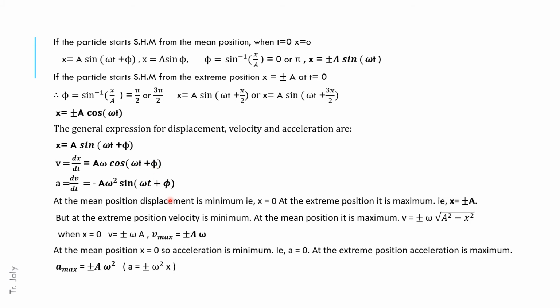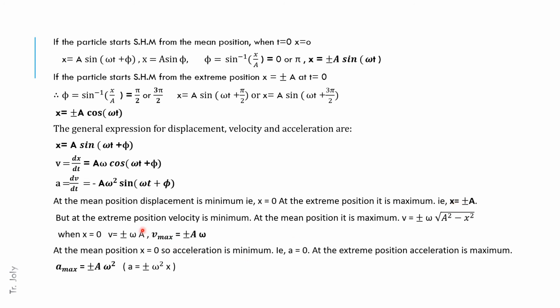Now next you have to find out the minimum and maximum values of displacement, velocity and acceleration. At the mean position we know that the displacement is minimum. So the minimum value of displacement is 0. At the extreme position the displacement is maximum. So that is known as amplitude. That is, the maximum value of displacement is plus or minus a.